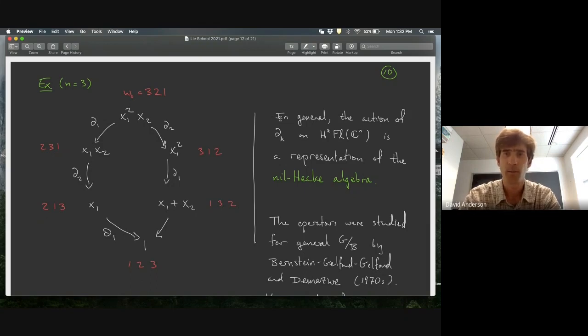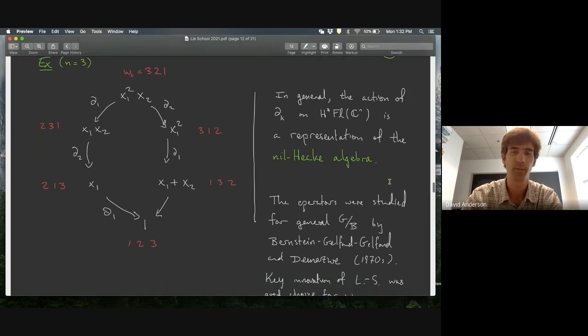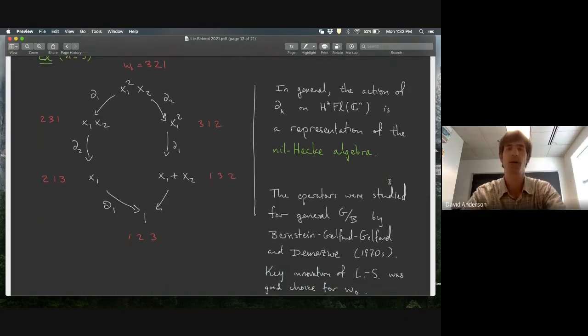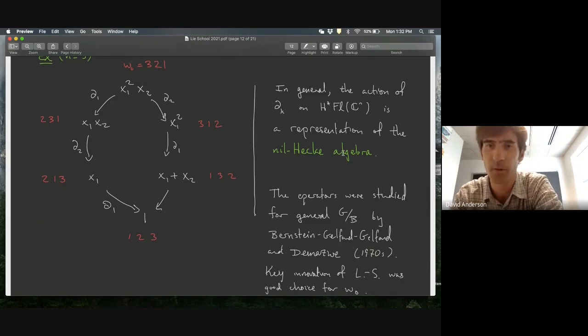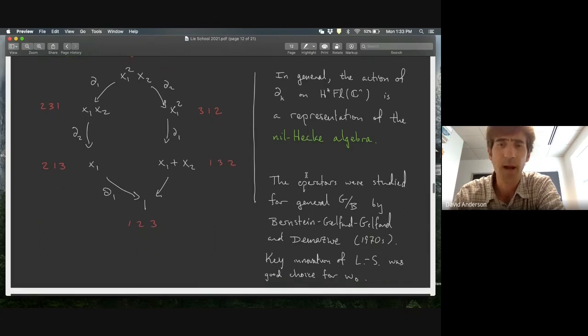And that's a part of a general phenomenon, which is that the action of these operators on this cohomology ring is a representation of what's called the nil-Hecke algebra. So again, that's some kind of Lie theoretic combinatorics. It's some algebra that you build out of a Coxeter group or a Weyl group. And these operators are the ones that were studied for general G mod B by BGG and Demazure in the 70s.